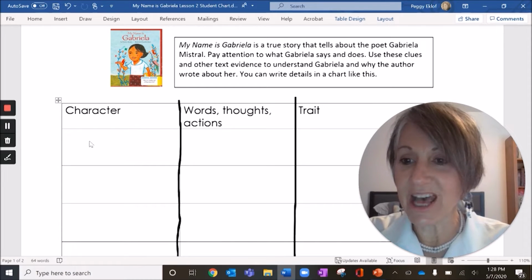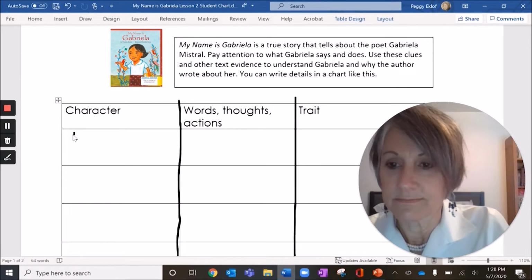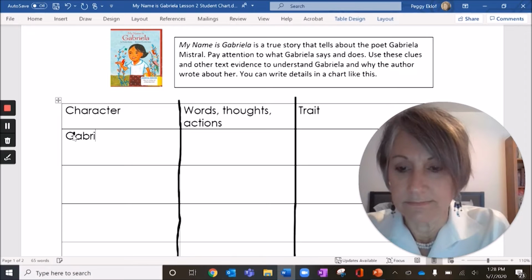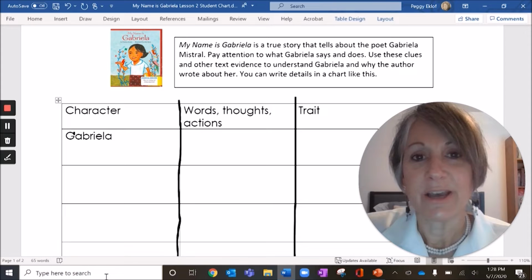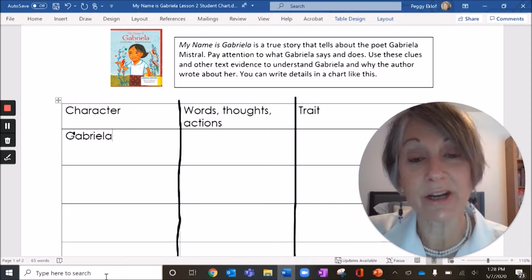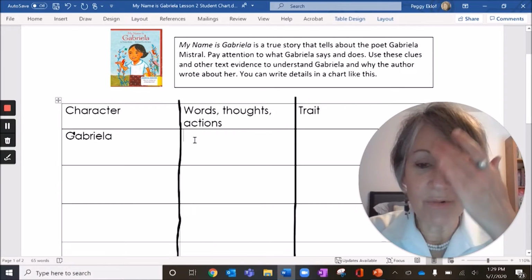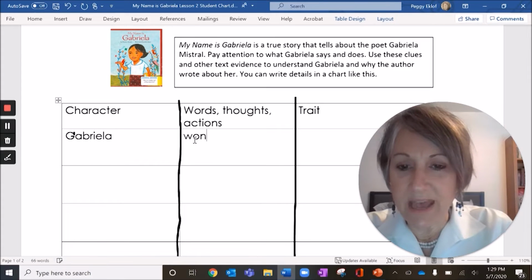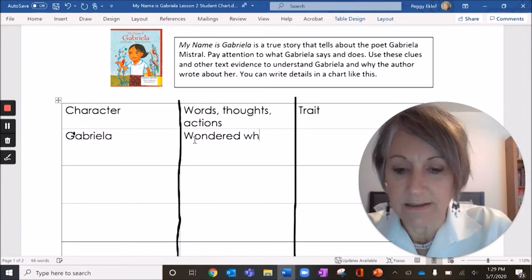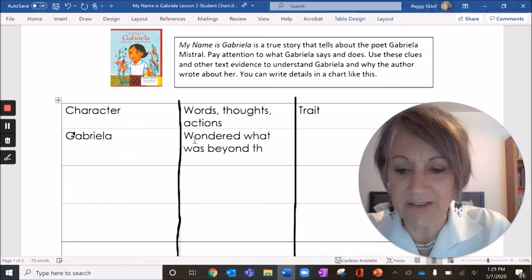So over here in this first column, I'm going to write that word Gabriela. And she's the only character we're going to be talking about today. But if you were reading a text that had more than one character, you could certainly put them on this kind of chart. So the words and thoughts and actions that we just read about was that she wondered what was beyond the mountains. When she couldn't sleep, she wondered what was beyond the mountains where she lived.